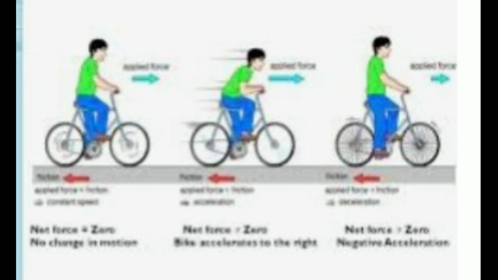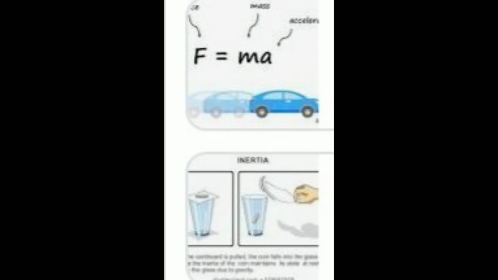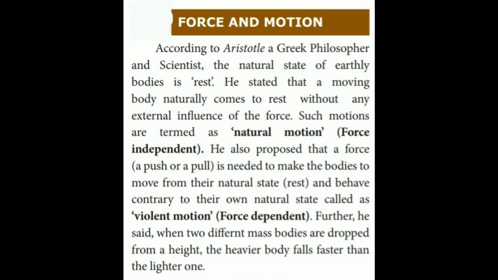He also proposed that a force, push or pull, is needed to make a body move from its natural state, rest, and behave contrary to its own natural state. This is called violent motion, force dependent. Natural motions are force independent; violent motions are force dependent. Further, he said that when two bodies of different masses are dropped from a height, the heavier body falls faster than the lighter one.